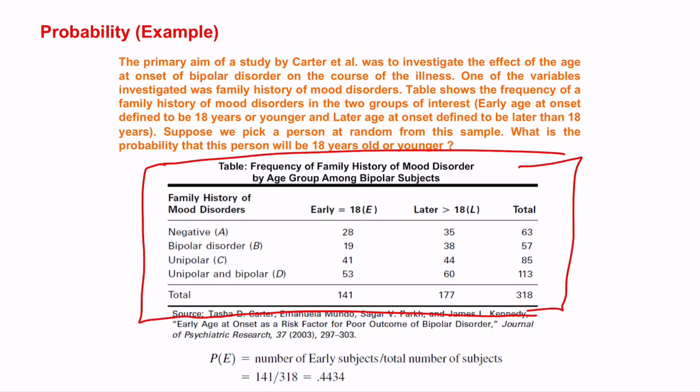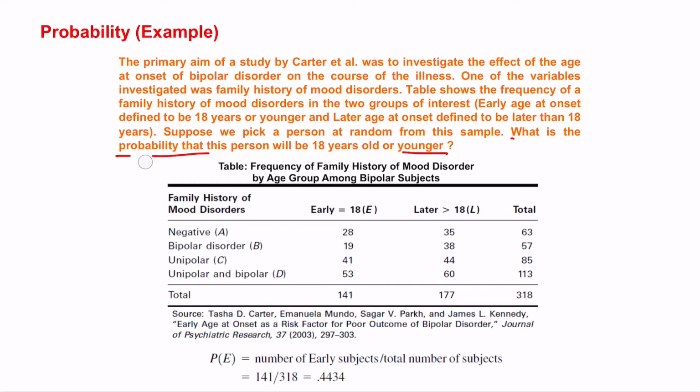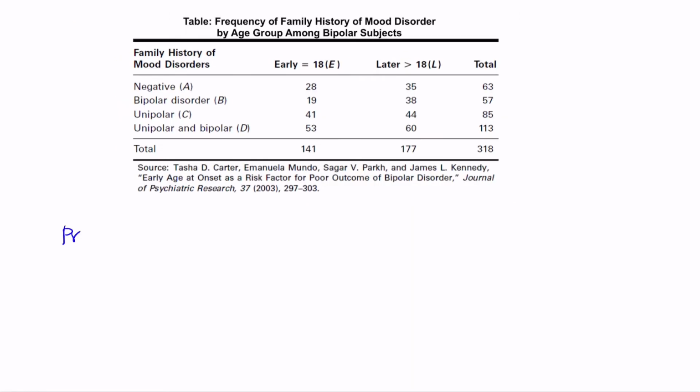And they are asking you to use this table and solve this problem. They are asking you to find the probability that a person will be 18 years or younger. So let me copy this. So probability of 18 years or younger.